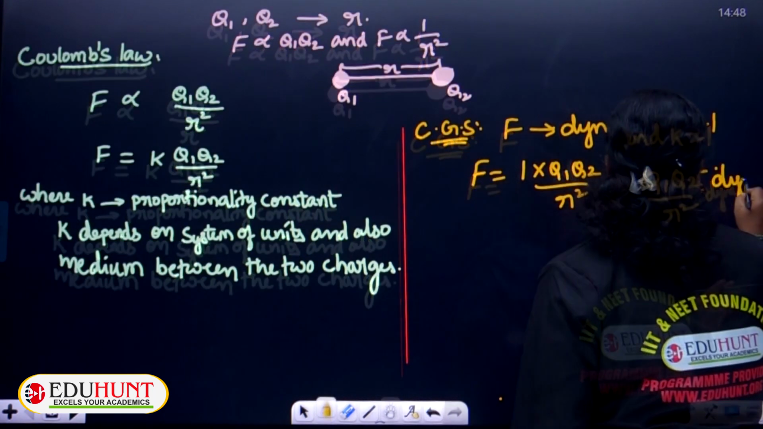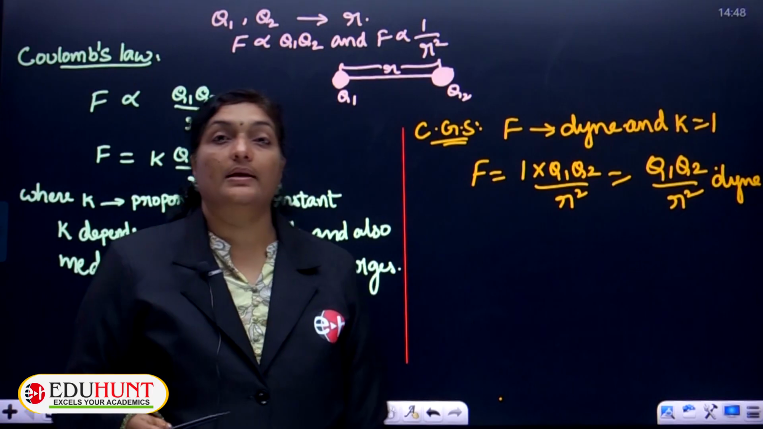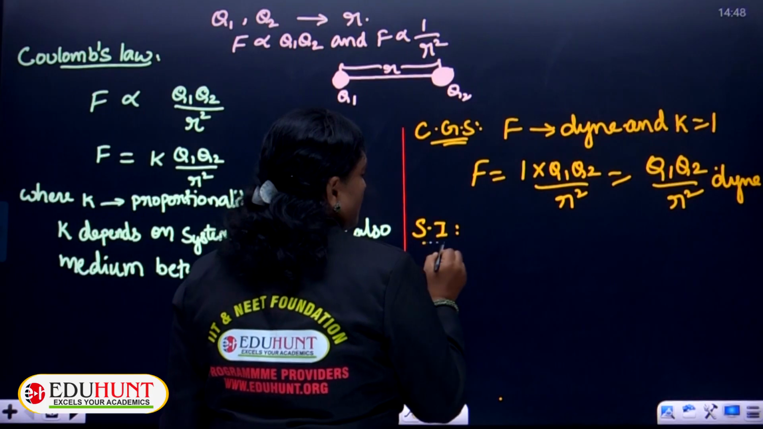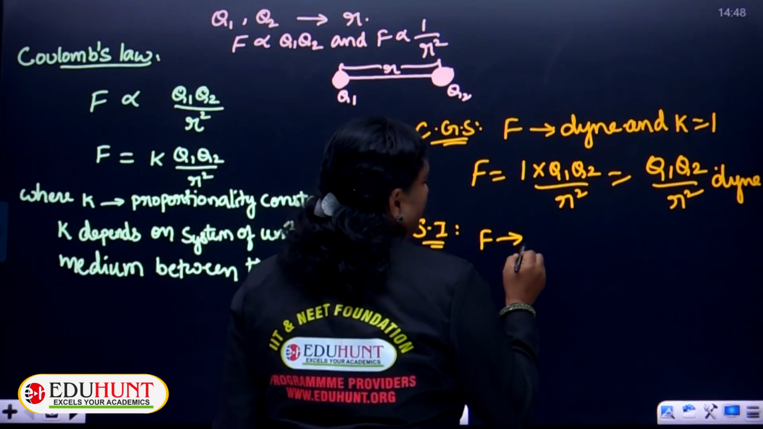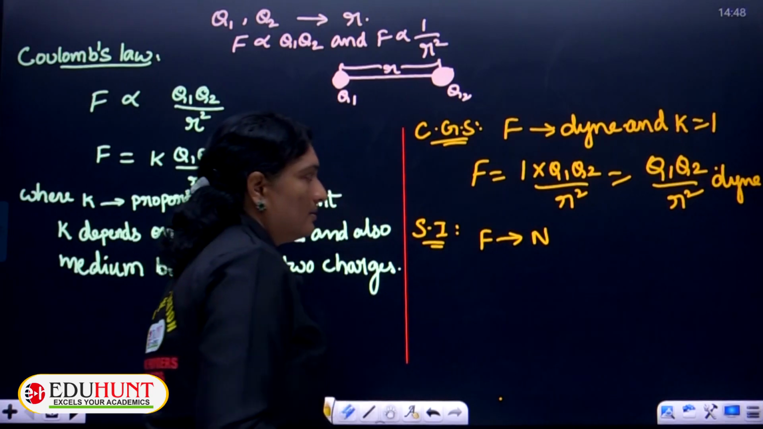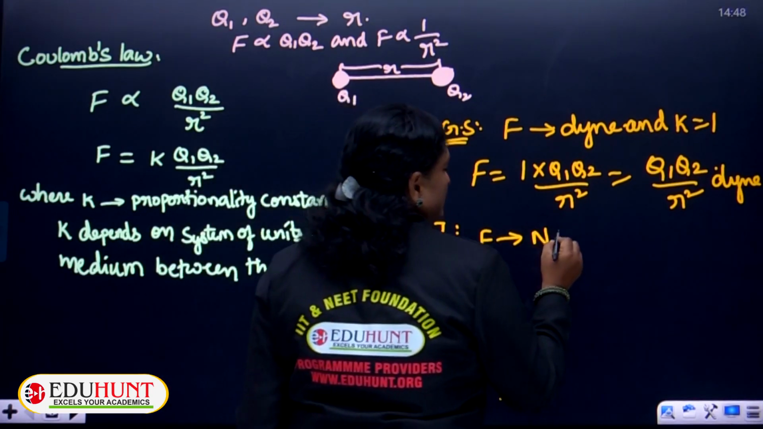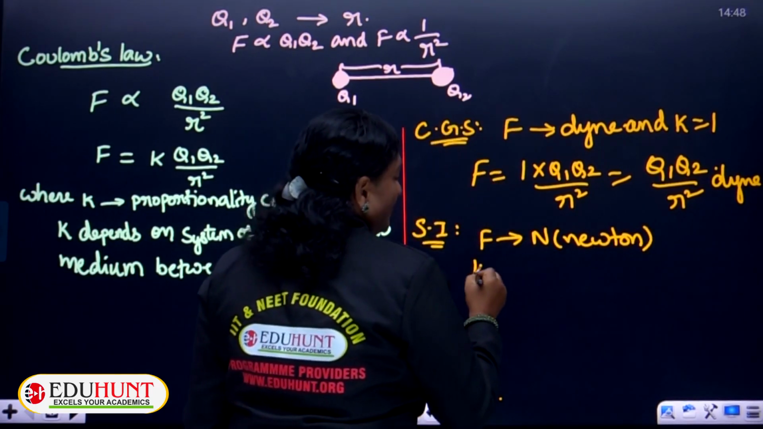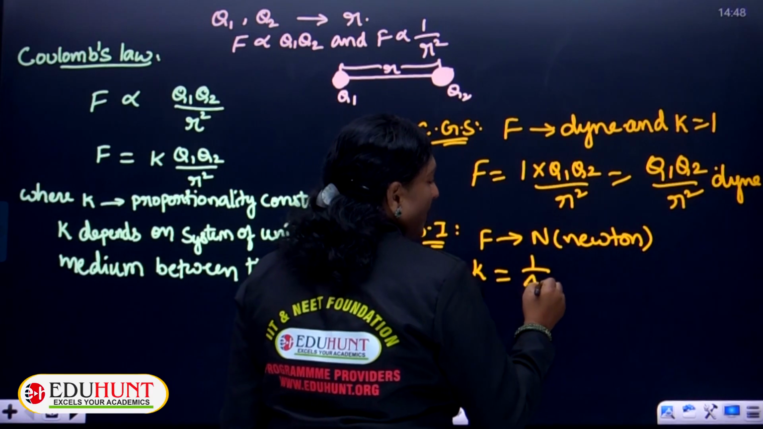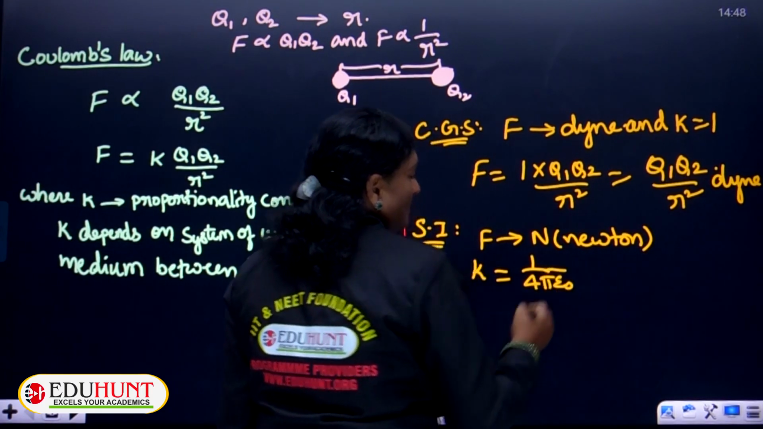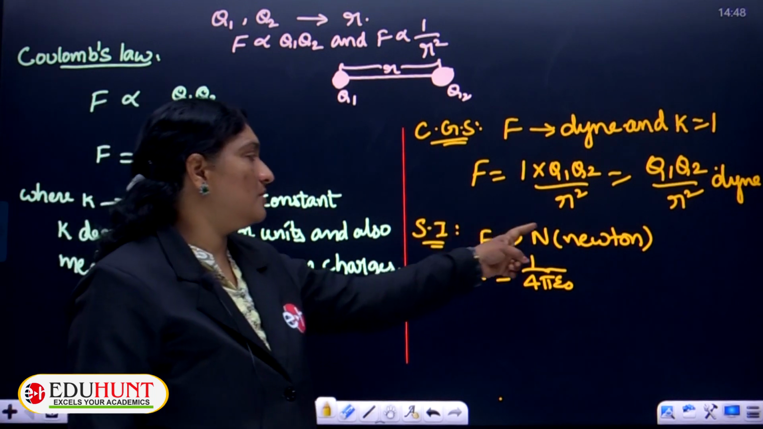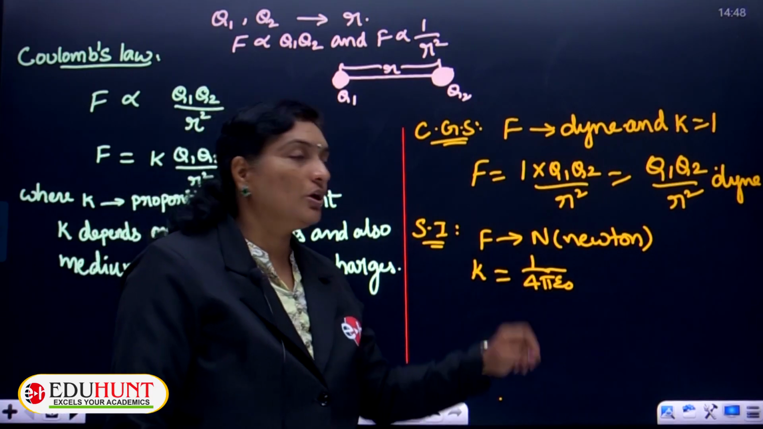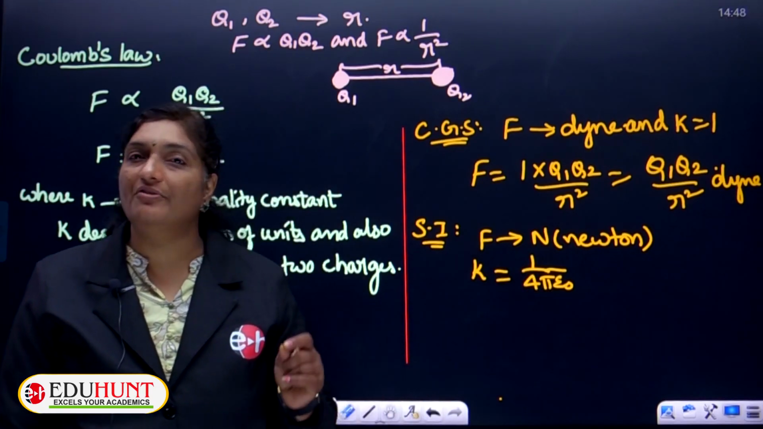Similarly, suppose we measure the same force in SI units. In SI units, we measure the value of F in Newton. N indicates Newton. During this time, the value of K takes the value 1 by 4 pi epsilon naught. So whenever we measure force in Newton, the value of K is taken as 1 by 4 pi epsilon naught, where epsilon naught is the permittivity of free space.